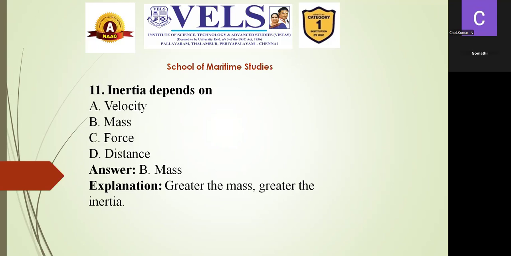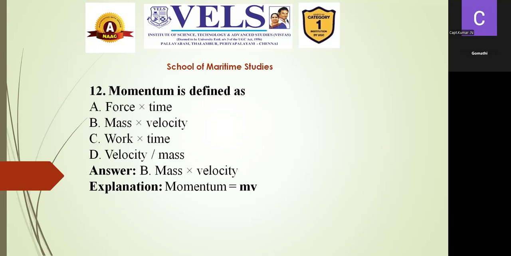Next question is, inertia depends on. Inertia is directly proportional to the mass. The greater the mass, the greater the inertia. Inertia depends on the mass. Next question is momentum. What is momentum? P is equal to mv, where m represents the mass and v represents the velocity. P is equal to mv, momentum.